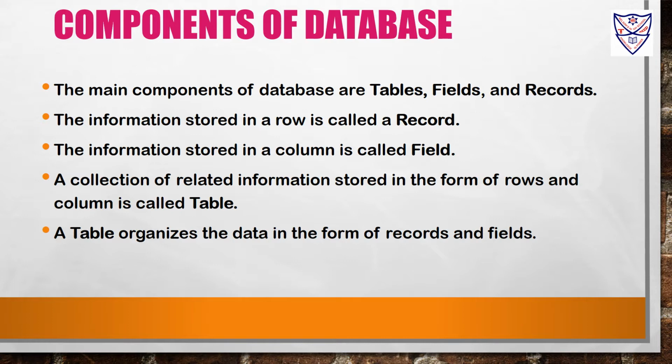Each column contains a specific piece of information for all the records, like the first column contains the roll numbers of all the students. So the information stored in a column is called a field. A collection of related information stored in the form of rows and columns is called a table. A table organizes the data in the form of records and fields. A database is a collection of related information stored logically in the form of various tables.